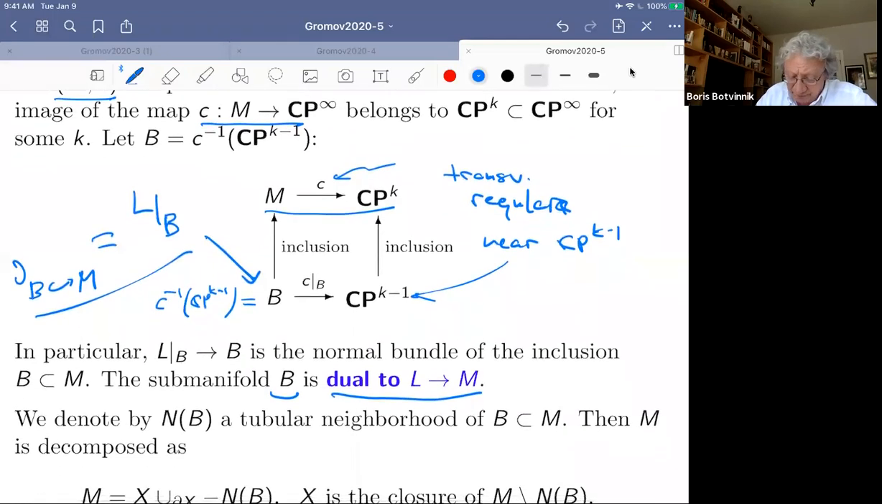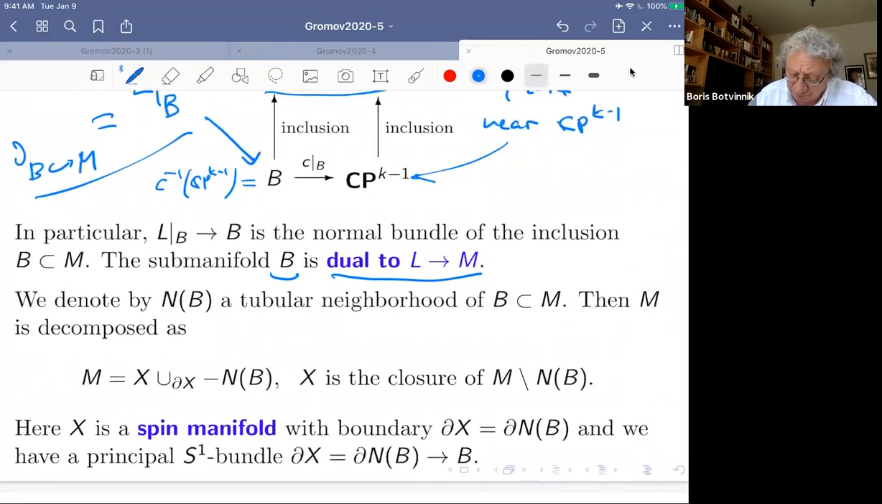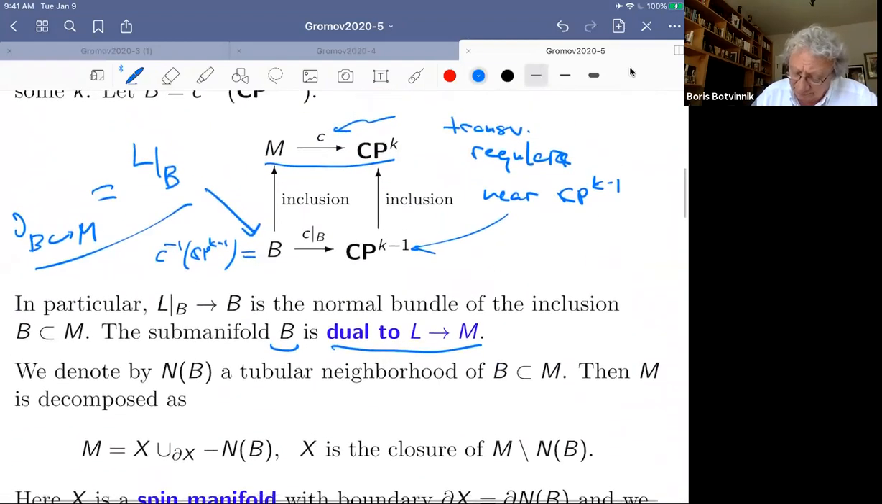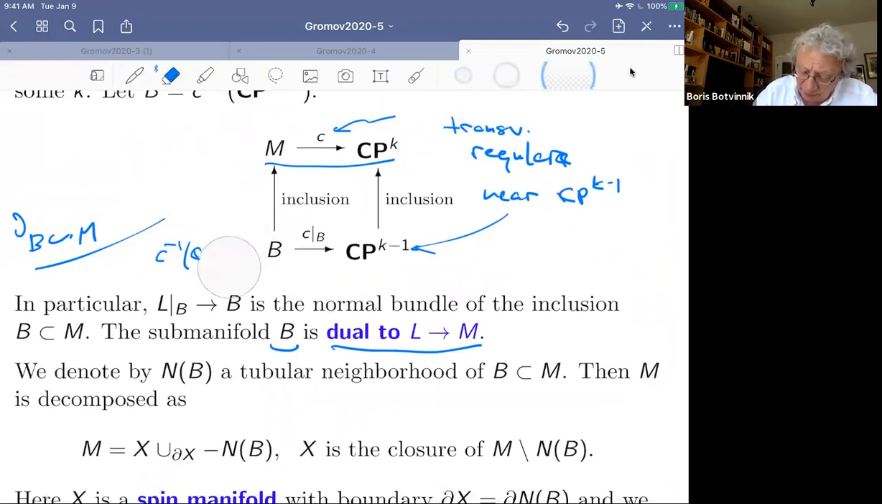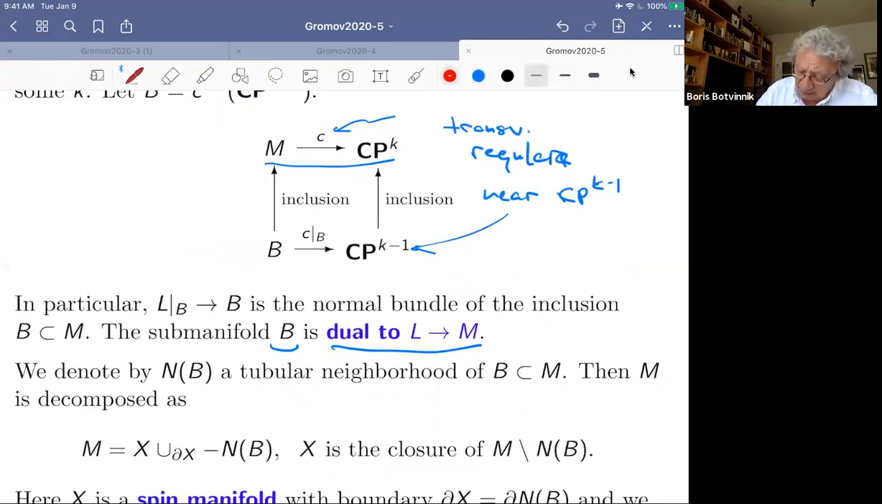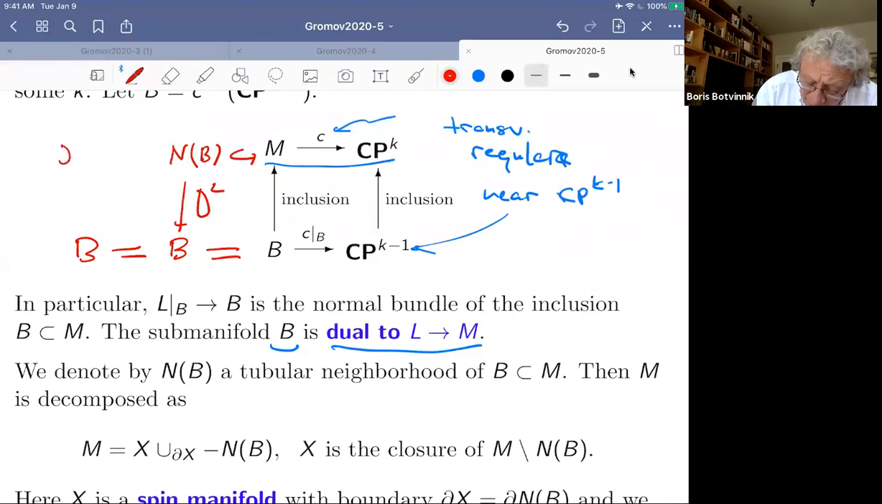Now, what else would we like to do? We would like to look at a tubular neighborhood of B inside of M. It is a submanifold of M, and it is the total space over B of a fiber bundle with fiber a disk. We also notice that the boundary of this tubular neighborhood is the total space of a circle bundle over B.